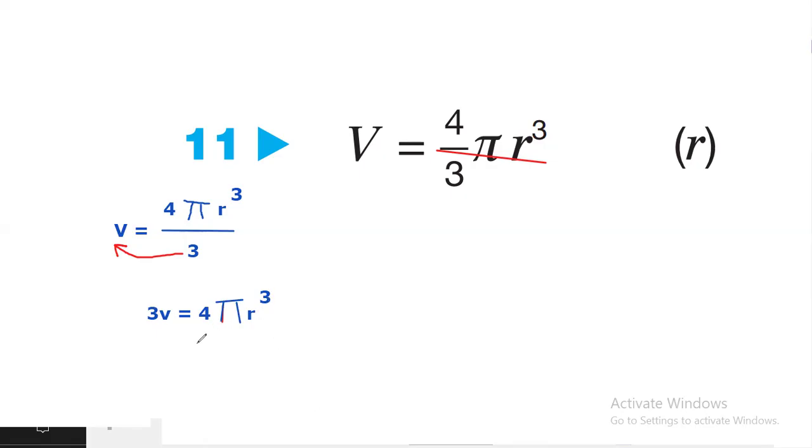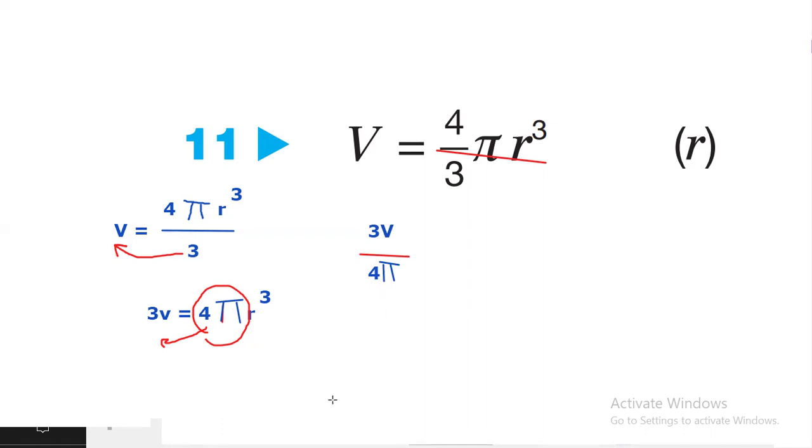Now the next step here, all of these are multiplied by the r, the 4 and the pi over here. And because they're multiplied, I can take them to the other side by dividing. So I'll end up with something like this, 3v over 4 pi, like this. Focus on this. This is very important. Because they were multiplied, I took them to the other side by dividing. So they end up like this, 4 pi on the denominator and 3v in the numerator. Now let me write the fraction. So I just took the 4 pi to the other side by dividing.